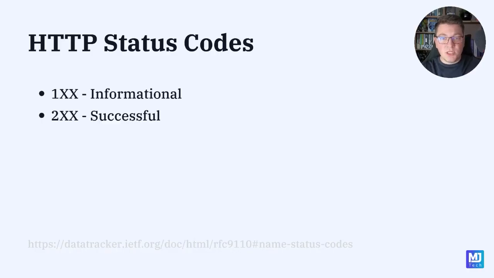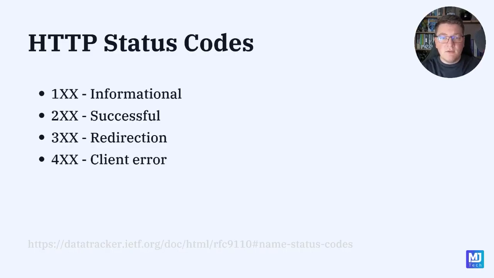Then we have codes in the 200 range. These are successful status codes. Then we have codes in the 300 status range. These status codes deal with redirection of HTTP requests. Then we have codes in the 400 range, which represent client errors. And finally, we have codes in the 500 range, which represent server errors.